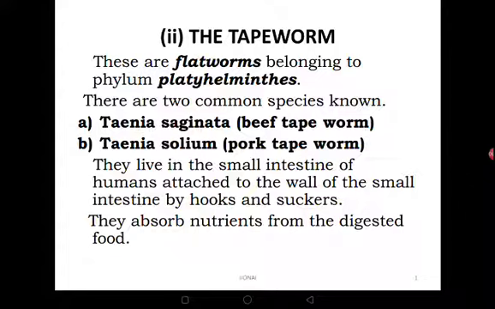There are quite a number of them, but the common ones are the Taenia saginata, which happens to be in the beef. So if you eat cow beef, or bull beef, you can easily get Taenia saginata in case that animal is infected. Then we have Taenia solium. This one is from pork. So for those who enjoy pork, you stand a high chance.